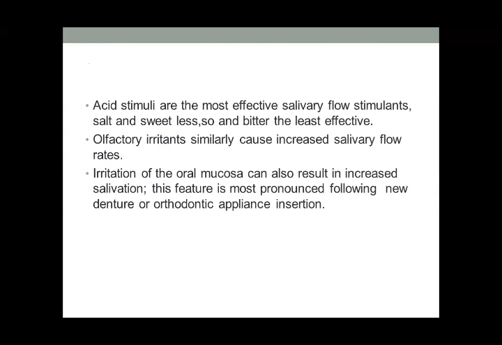Olfactory irritants similarly cause increased salivary flow rates. Irritation of the oral mucosa can also result in increased salivation. This feature is most pronounced following new denture or orthodontic appliance insertion.